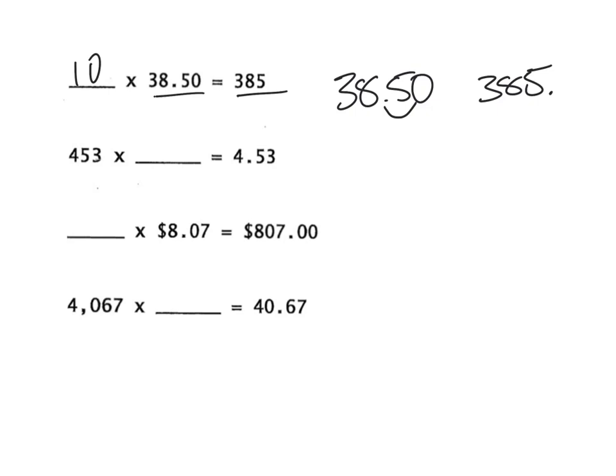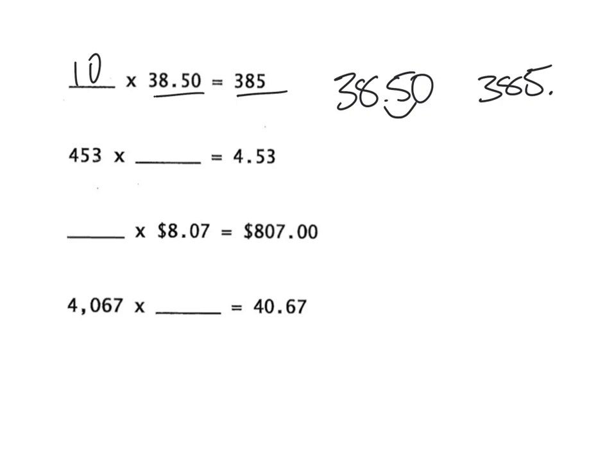Okay, go down to the next problem. So the next problem is you have 453 times something, and then you get 4 and 53 hundredths. So you're getting a smaller answer. That tells me that your answer shrunk. So you didn't multiply by 10, 100, or 1,000. You maybe multiplied by a tenth or a hundredth or a thousandth. Because again, when you're multiplying by a part, your answer is going to shrink.